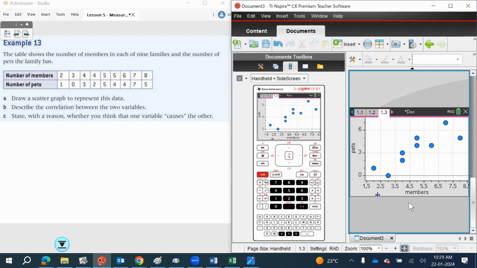All right. So describe the correlation between the two variables. Strong positive correlation. Is there, state with a reason whether you think that one variable causes the other or not? Does one variable cause the other?